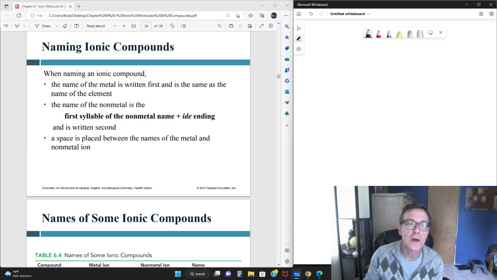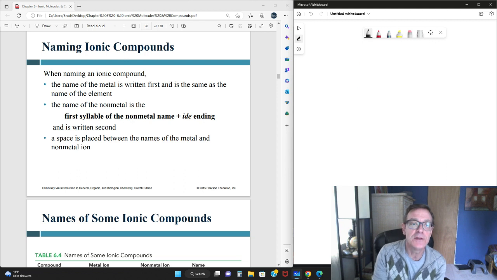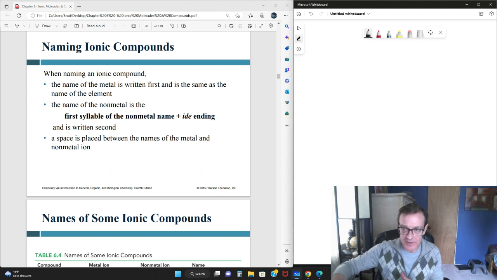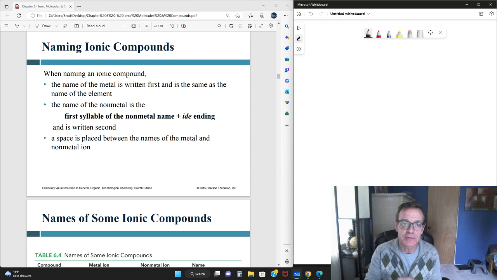All right, so naming these, I've already been kind of talking through this as I've been doing it. So when you want to name an ionic compound, you always put the metal first. Group 1, 2, or 3 is going to be the first element, just by convention. Don't ask me why. That's the way it is. Learn it, set it, and forget it. And the non-metal will go second, and you then add IDE to the end of it. Okay.